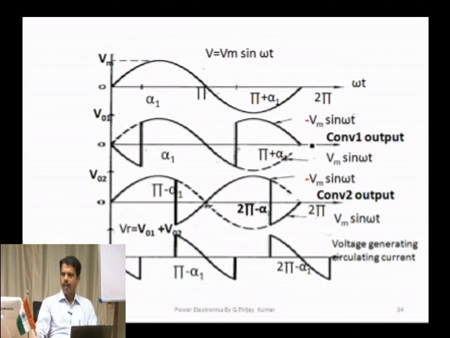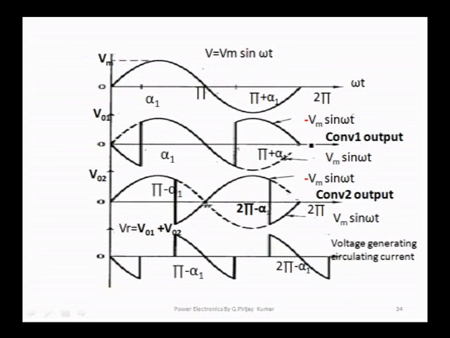You can see the voltage waveforms, sinusoidal voltage Vm, this output voltage V01 and V02. This is the converter 1 output and converter 2 output. So, if you add V01 and V02, this is the voltage we get. Because of this voltage we will get a circulating current.